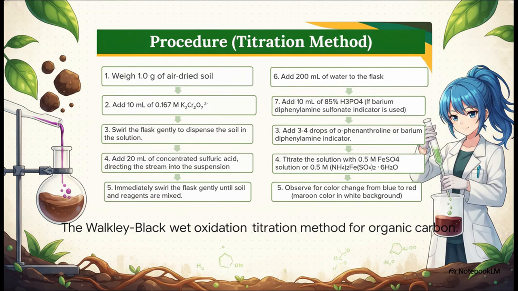To actually quantify that organic carbon in the lab, we use a classic piece of analytical chemistry, the Walkley-Black wet oxidation method. We take a 1-gram soil sample, hit it with potassium dichromate, and then very carefully add 20 milliliters of concentrated sulfuric acid. This oxidizes the organic carbon.